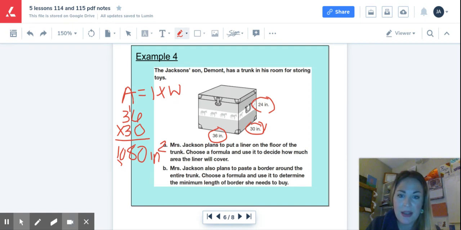1,080 square inches. Let's read B. Mrs. Jackson also plans to paste a border around the entire trunk. Choose a formula and use it to determine the minimum length of the border she needs to buy.